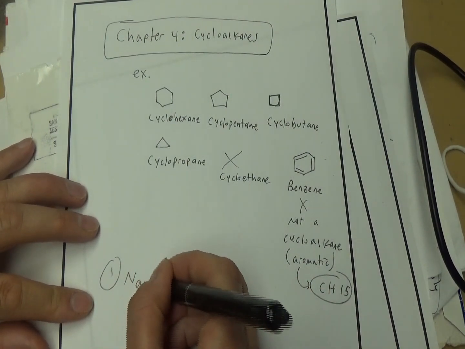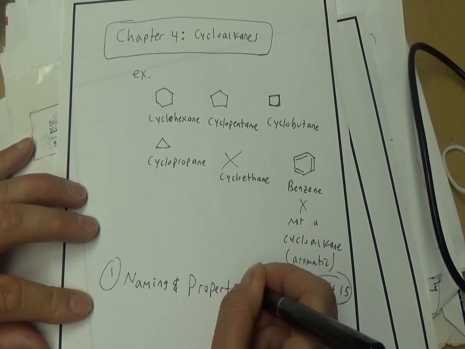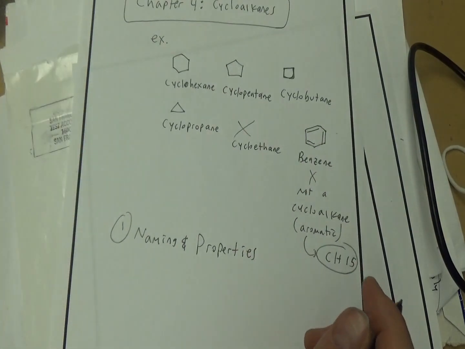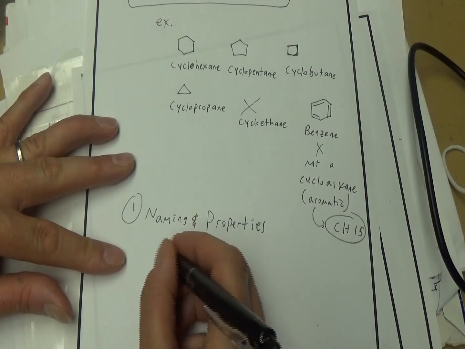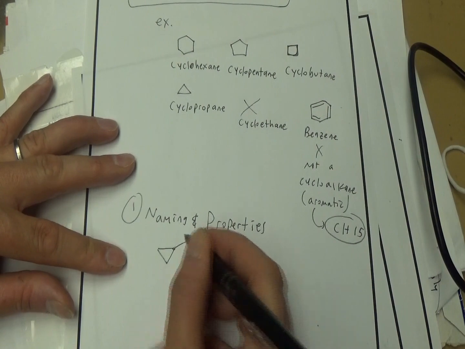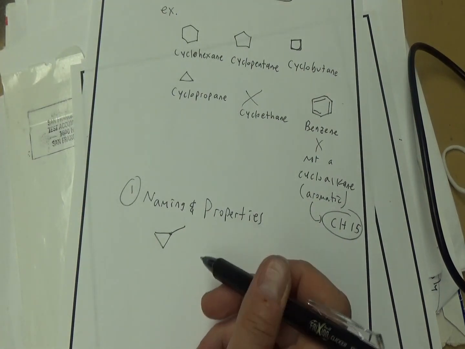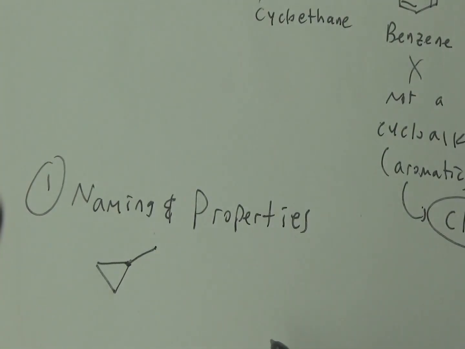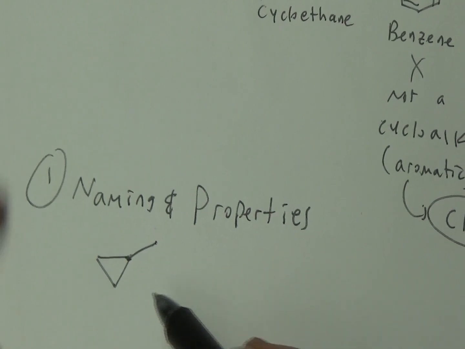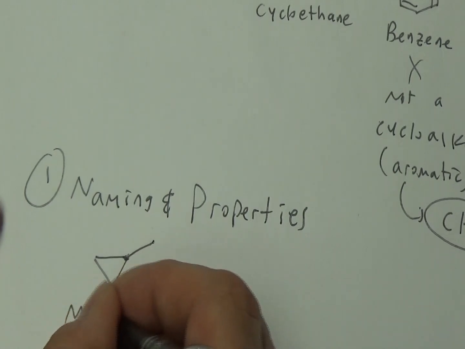Naming and properties of these weird molecules. Naming first, we'll start with something easy. What do you think it's called? It looks like a cyclopropane with something on it, right? What's the something that's on cyclopropane? It's a methyl group, right? That's a methyl group, so this is methylcyclopropane.